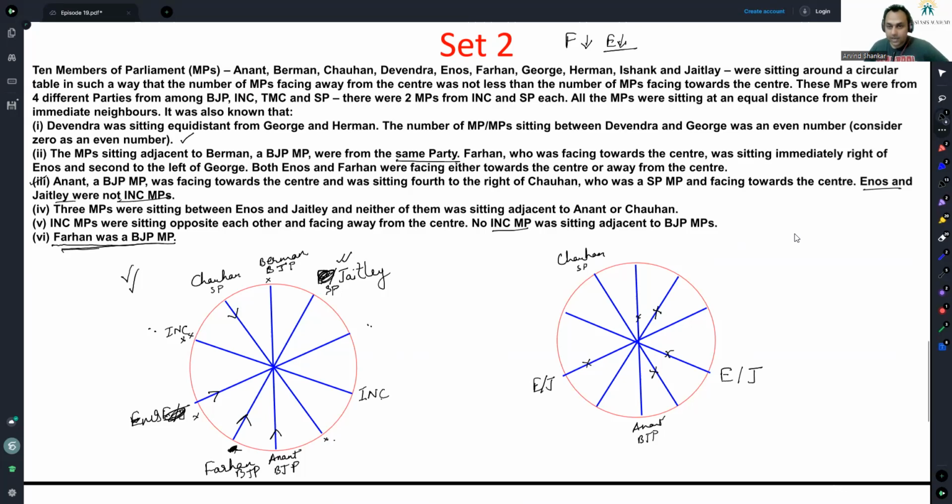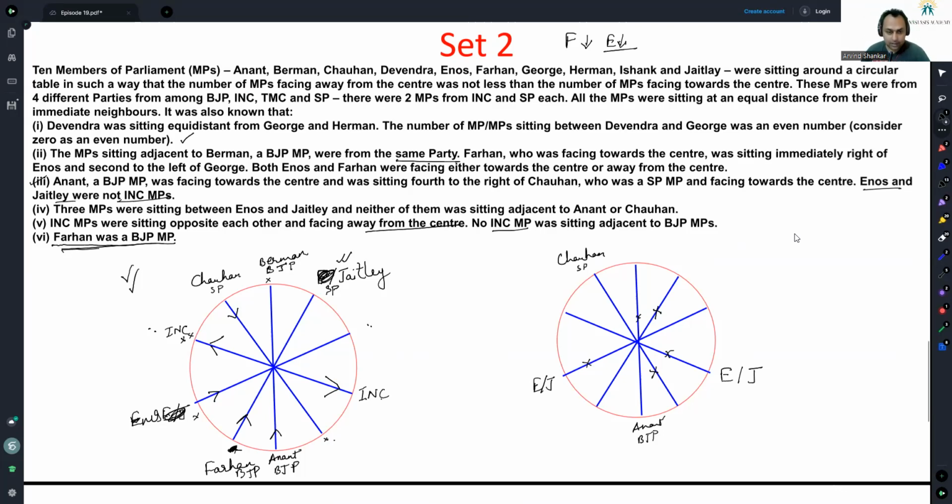About Farhan, we had the additional information. Farhan was second to the left of George. Now, George can be in INC facing, okay, this guy is facing outward. This guy is facing outward. No, because INC MPs are facing outwards. INC MPs are sitting opposite each other and facing away from the center. Okay, 2 people are facing outward.